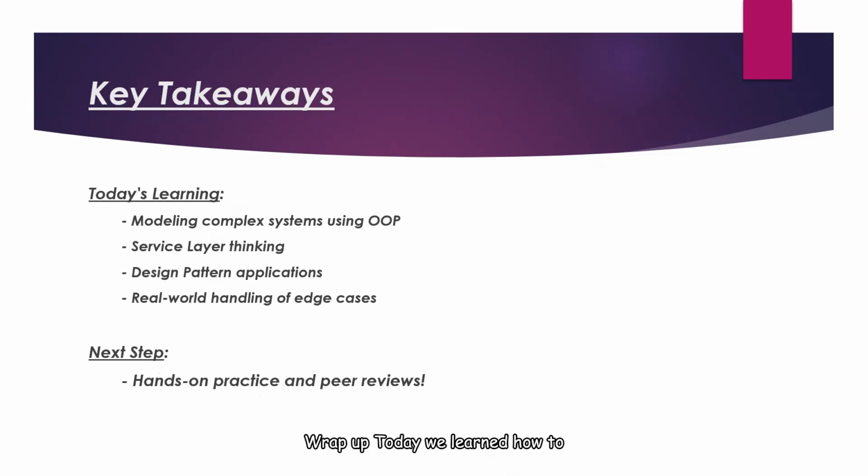To wrap up today, we learned how to approach a real-world system design with a clear mindset. We emphasized breaking down complexity, modeling core entities, designing clean services, applying the right patterns, and planning for edge cases. The journey from requirements to architecture is where most of the real thinking happens in software engineering. With practice, you will become comfortable not just writing code, but designing systems that are resilient, extensible, and a joy to work with. Thank you for your attention and happy designing.